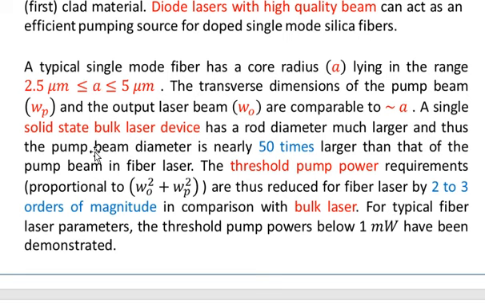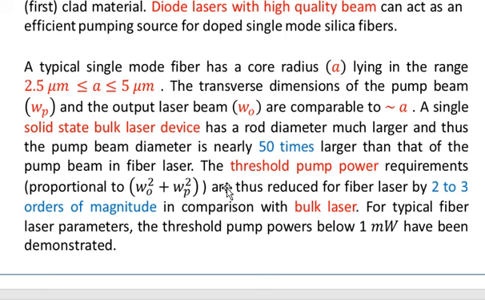And the bulk solid state laser that is being used to launch the beam has a much greater diameter, nearly 50 times larger than the diameter of the pump beam in the fiber laser. So the fiber laser has a very small diameter, and the pump beam that is being launched into the bulk laser has a diameter much greater than that, which is more than 50 times larger than the radius of the single mode fiber.